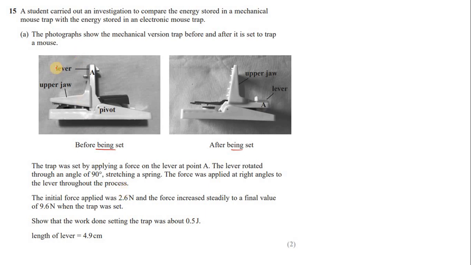So you apply a force on the lever in this direction, F1, and then you keep applying. The lever comes from this position to here and the trap is set. The initial force was 2.6 and increased steadily to a final value of 9.6 when the trap was set. Show that the work done setting up the trap was 0.5 joule.